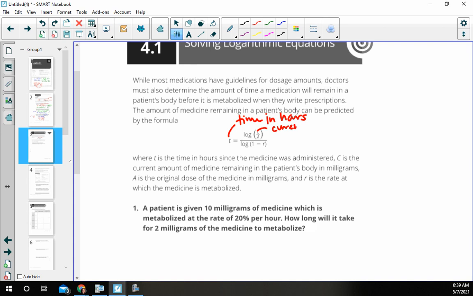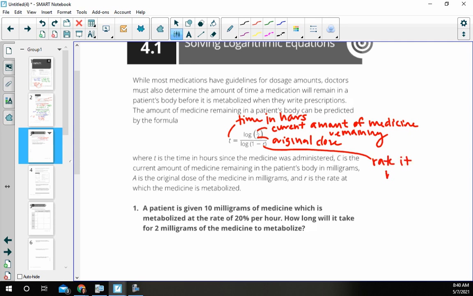C is the current amount of medicine remaining in the patient's body in milligrams, A is the original dose of medicine in milligrams, and R is the rate it is metabolizing or breaking down. Okay, so I know what everything is.